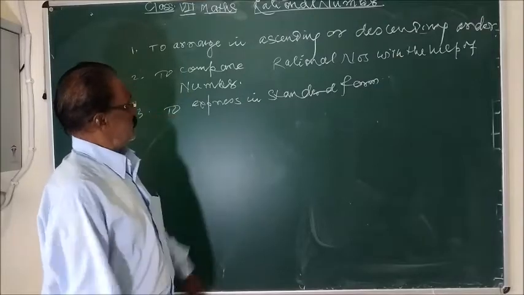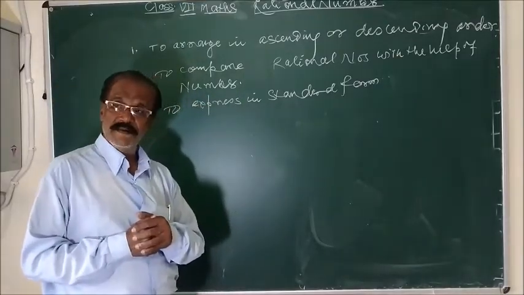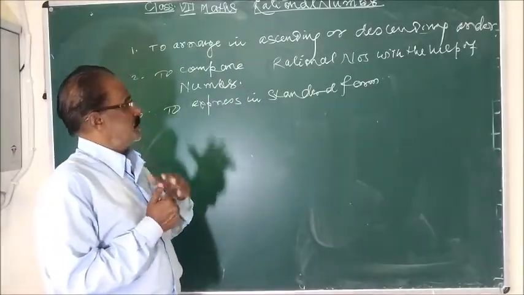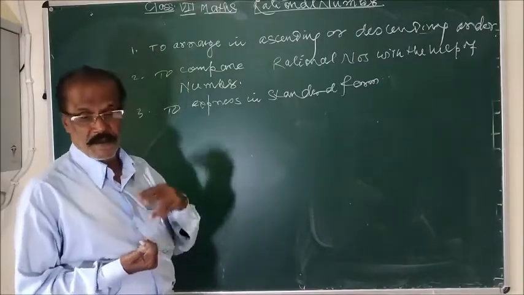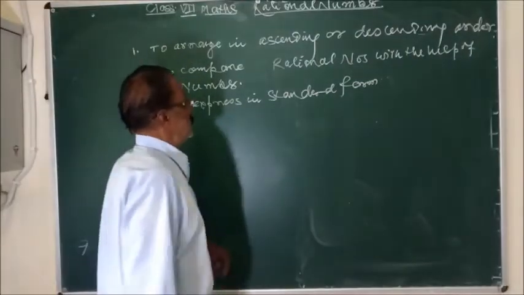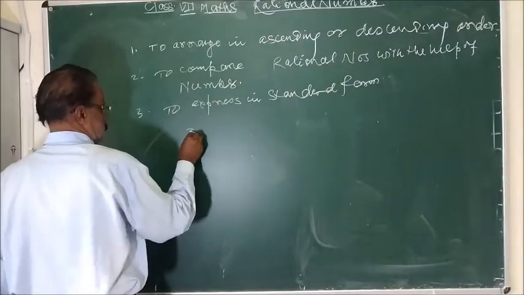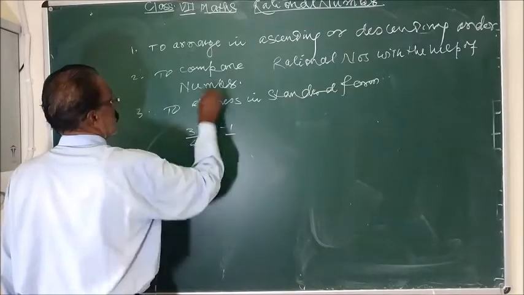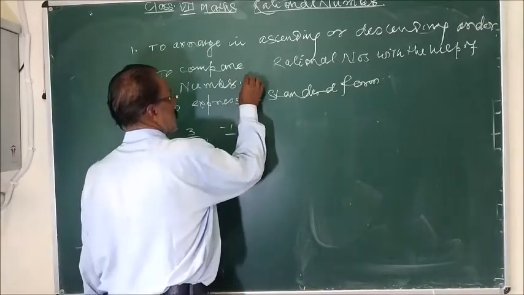And second thing, how will you compare the given rational numbers? Although these two are the same, the comparison of rational numbers means how will you find whether a number is greater or smaller than another rational number? And third, to express in standard form. So now you see, first of all, 3 by 4, minus 1 by 2, and also to compare the rational numbers with the help of number line.